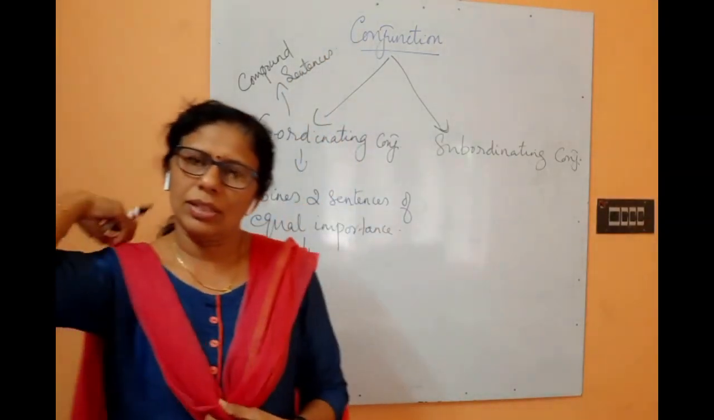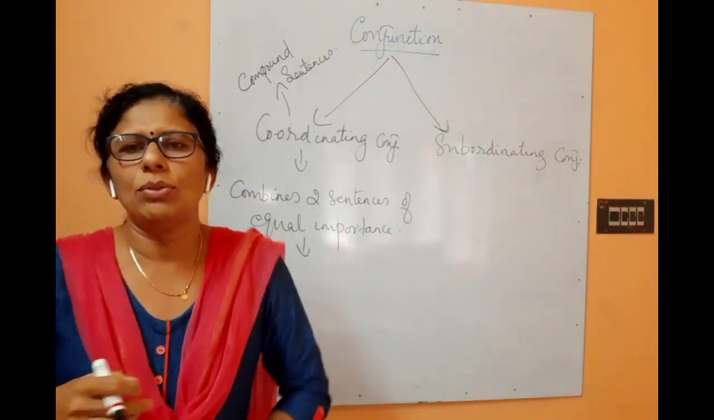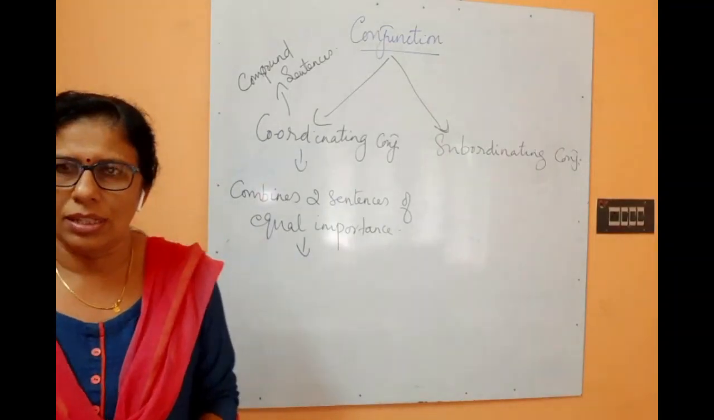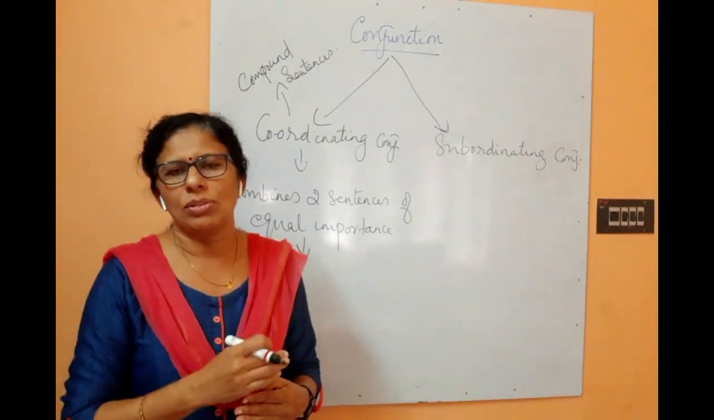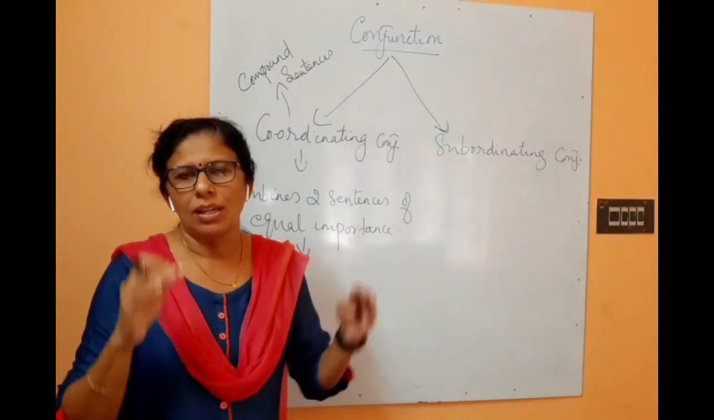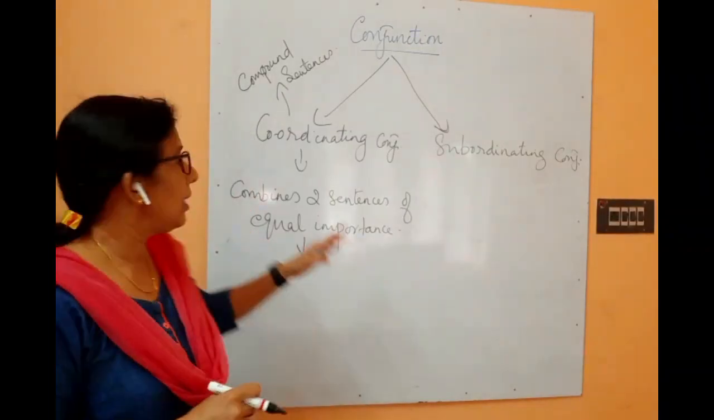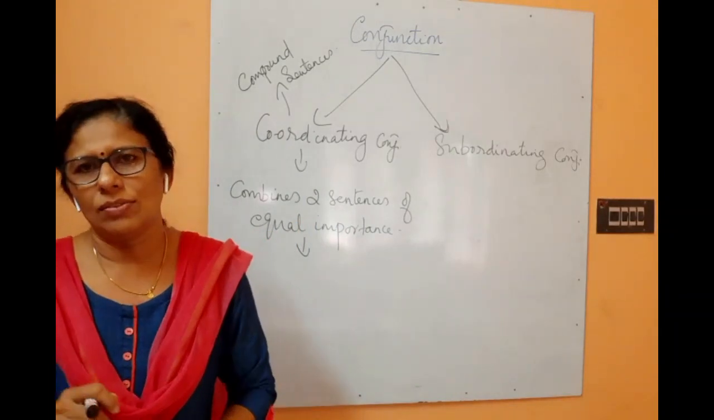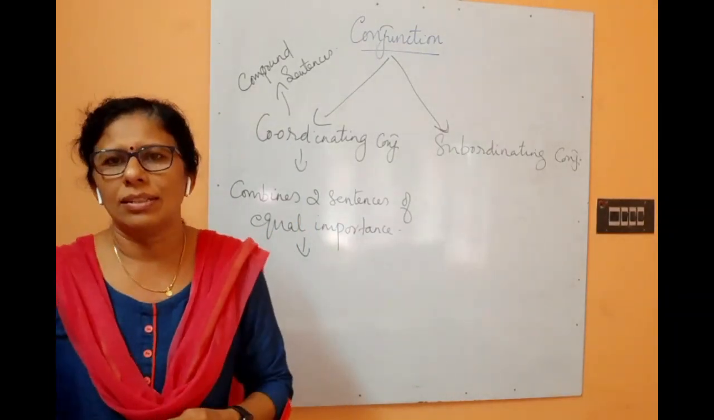Compound sentences. Coordinating conjunctions are mainly used to combine sentences to form a compound sentence. The next lesson coming up is compound sentences, in the kinds of sentences: simple, complex and compound. This conjunction is clearly connected with the kinds of sentences, so all these lessons are interconnected.